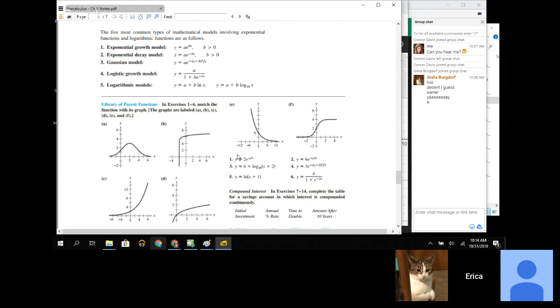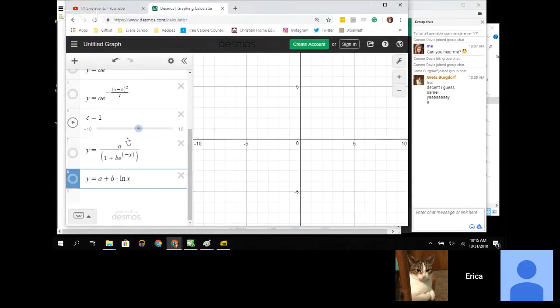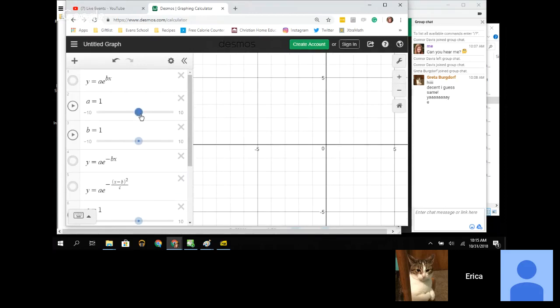Okay. And then the last 2 in the middle, or 3 and 4, are the Gaussian and the logistic growth model. So we haven't talked about those, but I have those already pre-typed into Desmos, so you don't have to wait for me to do it. So let's make Desmos a little bigger here. Okay. So let's change our numbers here to something.